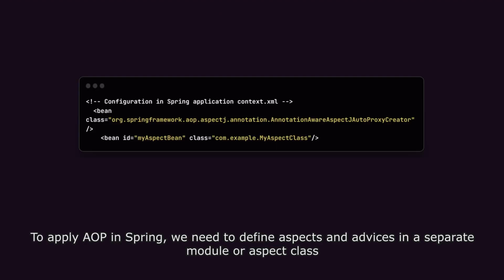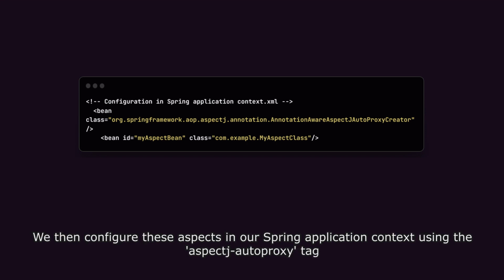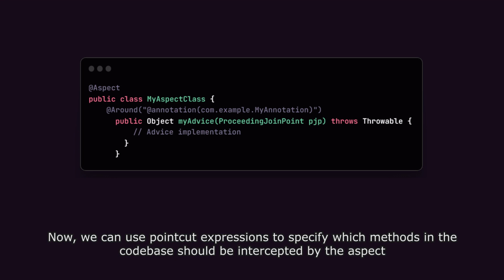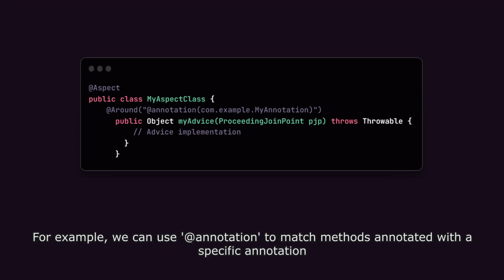To apply AOP in Spring, we need to define aspects and advices in a separate module or aspect class. We then configure these aspects in our Spring application context using the aspectj-autoproxy tag. Now we can use pointcut expressions to specify which methods in the codebase should be intercepted by the aspect. For example, we can use an annotation to match methods annotated with a specific annotation.